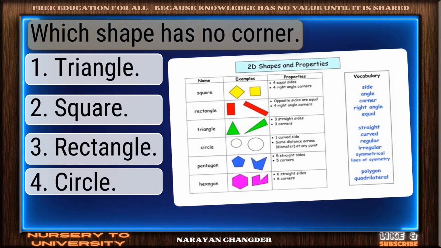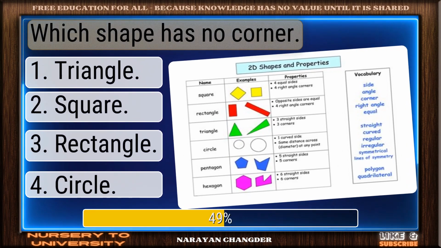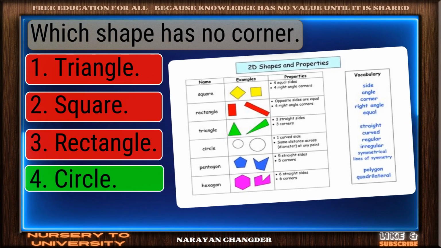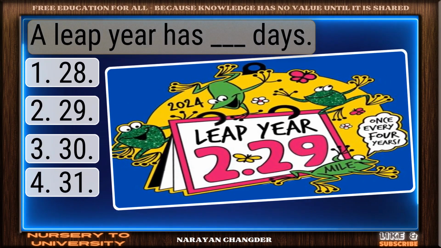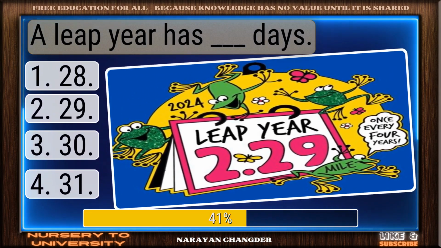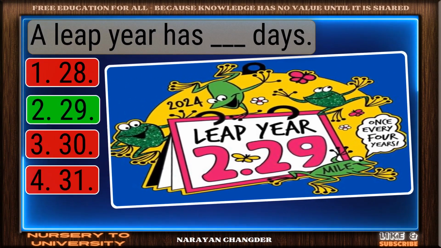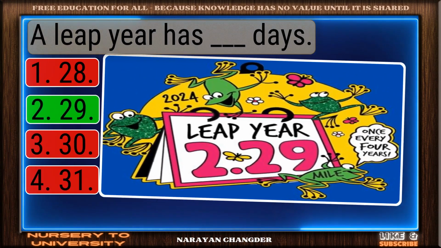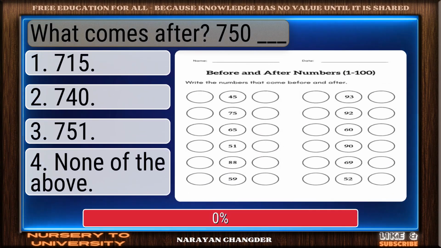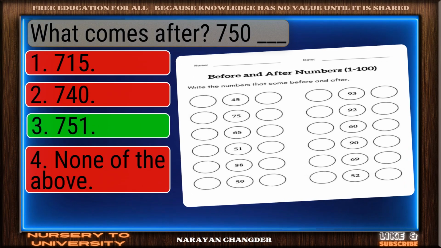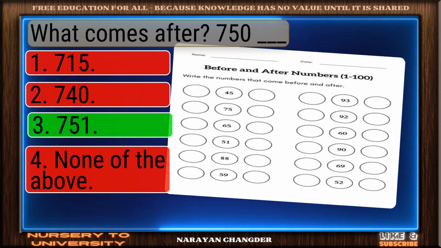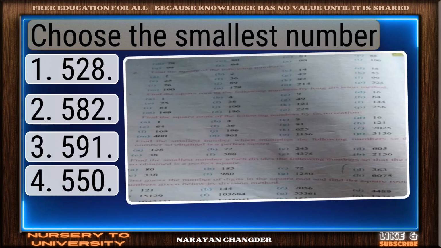Which shape has no corner? Well reasoned. Circle is the correct choice. A leap year has dash days. Right choice. 29 is the best answer. What comes after 750 dash? Correct response. 751 is the most accurate answer.